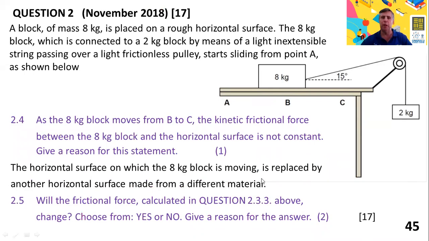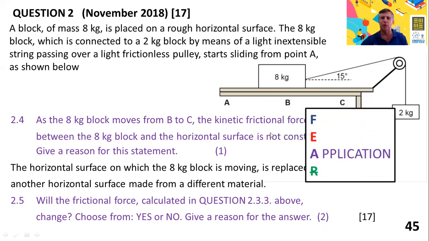We'll come back to the equation, looking at 2.4 and 2.5. Of course, you can find this on page 45 in your booklets. They say, as the block moves from B to C, the kinetic frictional force is not constant. Give a reason for the statement. Remember, kinetic friction depends on a coefficient, which will not change because the surfaces don't change, and the normal force.